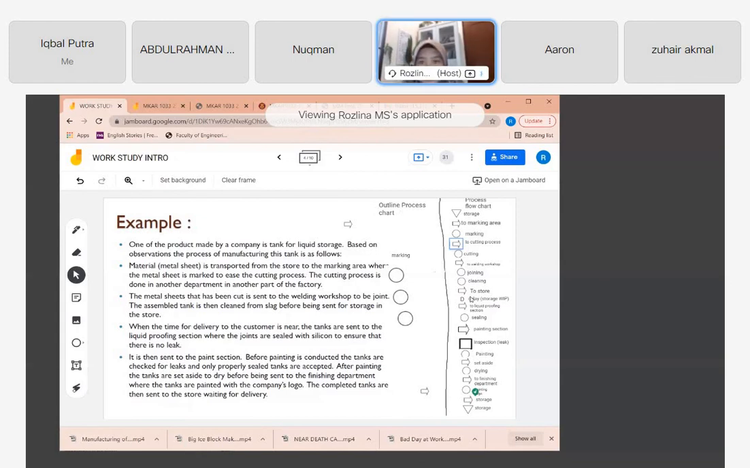Okay, complete. Okay, good. What happened to the outline process chart? All gone. Oh, you just drag the outline process chart contents to the process flow chart.